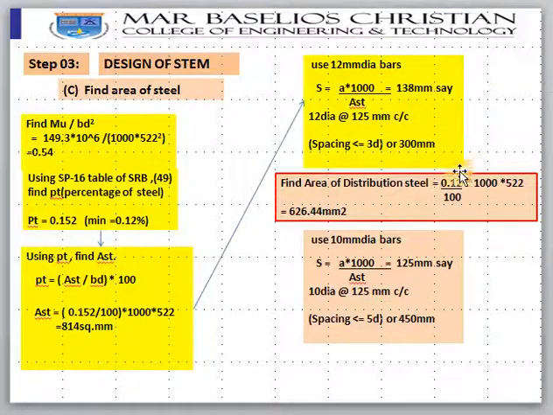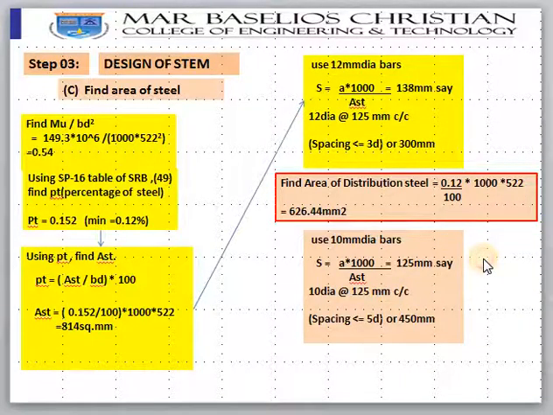Next is to find out the area of distribution steel, which is 0.12% of B into D. Substituting 0.12, you will get 626.4 square millimeter. Use 10 mm dia bars. Okay, so you will get spacing as 125 mm center to center. So the main bar is this much.